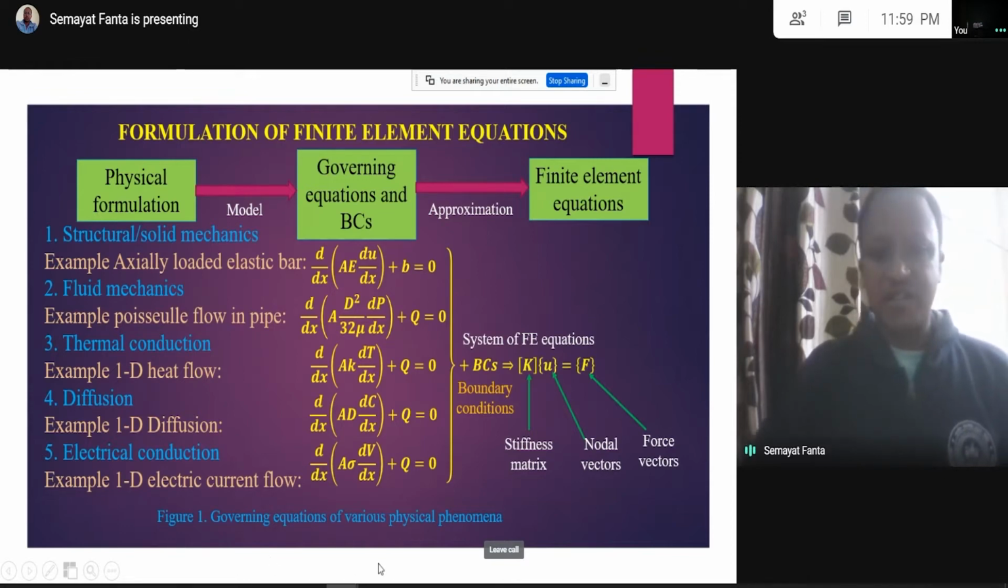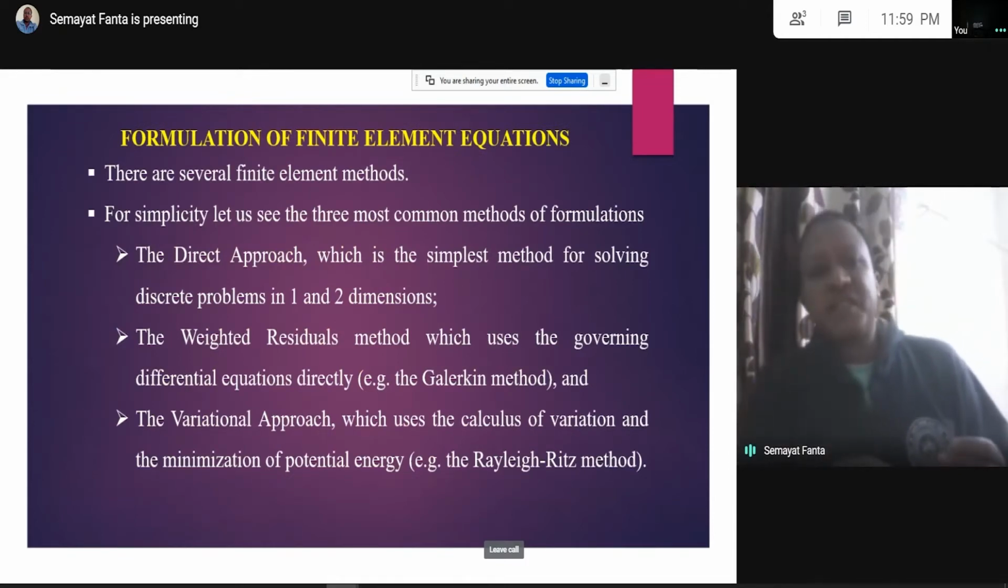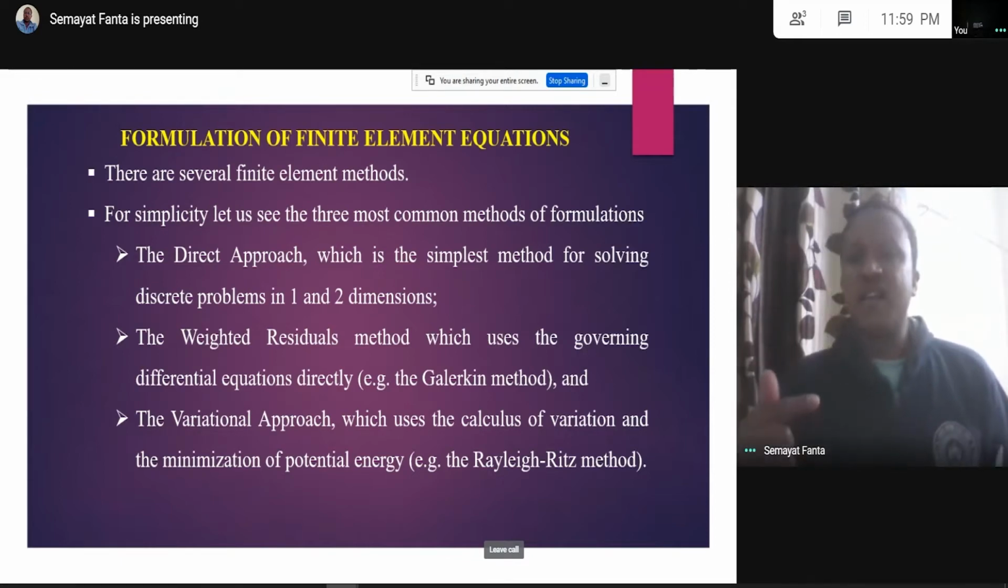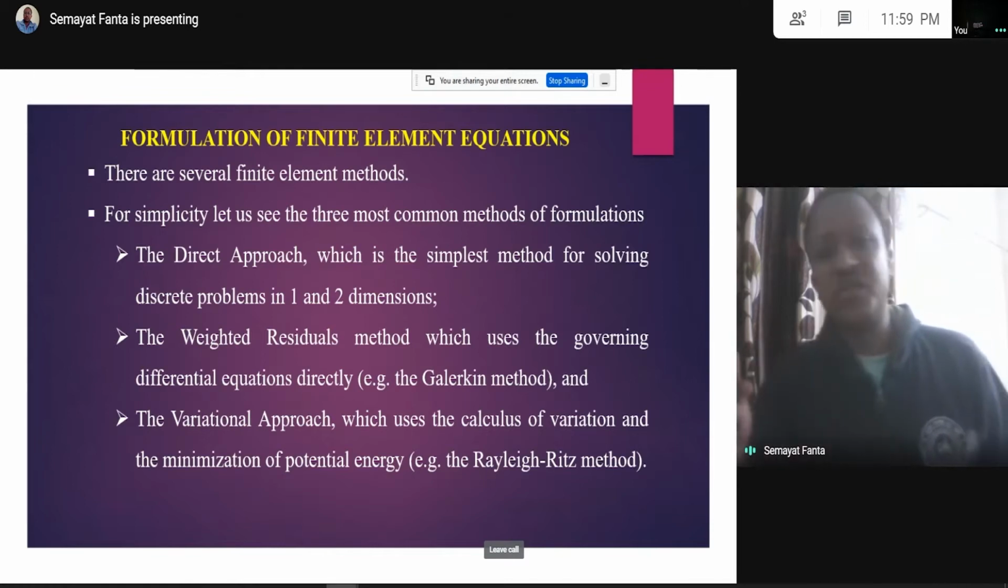So this is a simple explanation of how we can formulate the finite element equation. There are several finite element methods. Let us see the three most common methods of formulation. The first one is the direct approach, which is the simple method for solving discrete problems in 1D and 2D.